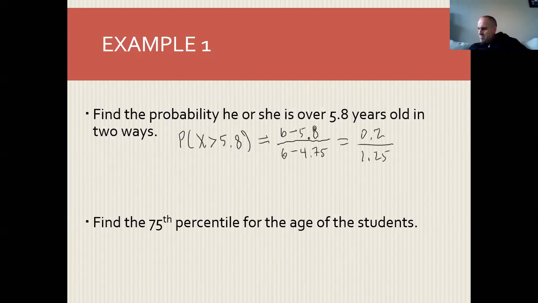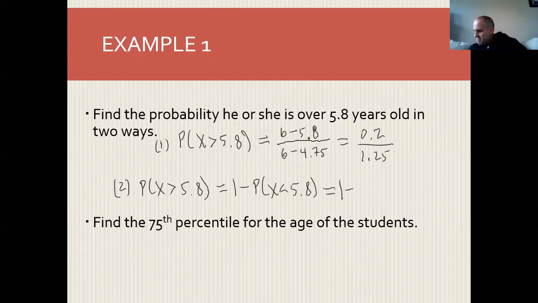So this is way number 1. What's another way to do it? Well, it would be to say the probability that x is beyond 5.8 is equal to 1 minus the probability that x is less than 5.8, which is 1 minus F of 5.8. So that's the CDF. I'm using the CDF here. So what would that be?